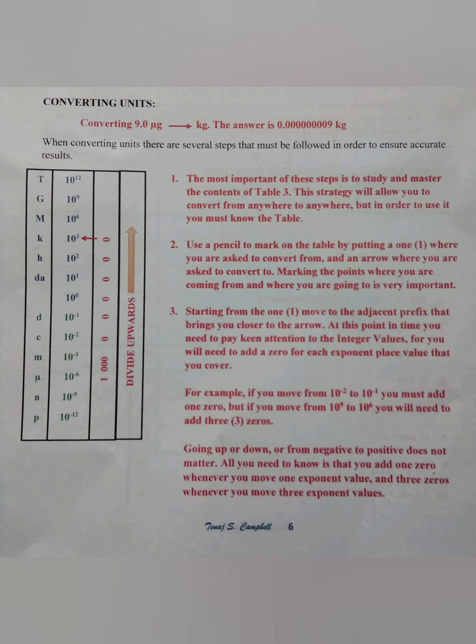Which basically means that for this particular example, you are going to divide the 9.0 micrograms by that long number you wrote down in step 4. That is the 1 billion. This will yield a final answer of 0.000000009 kilograms.